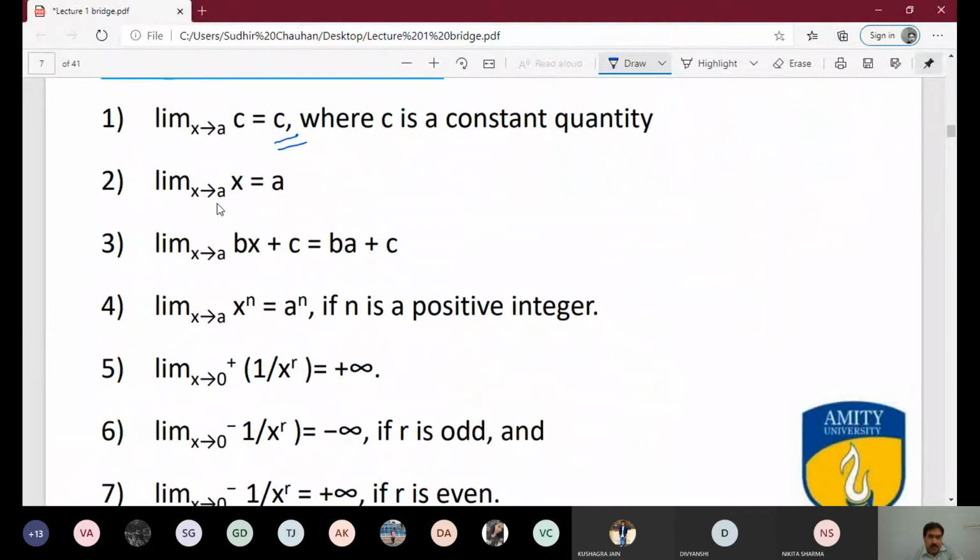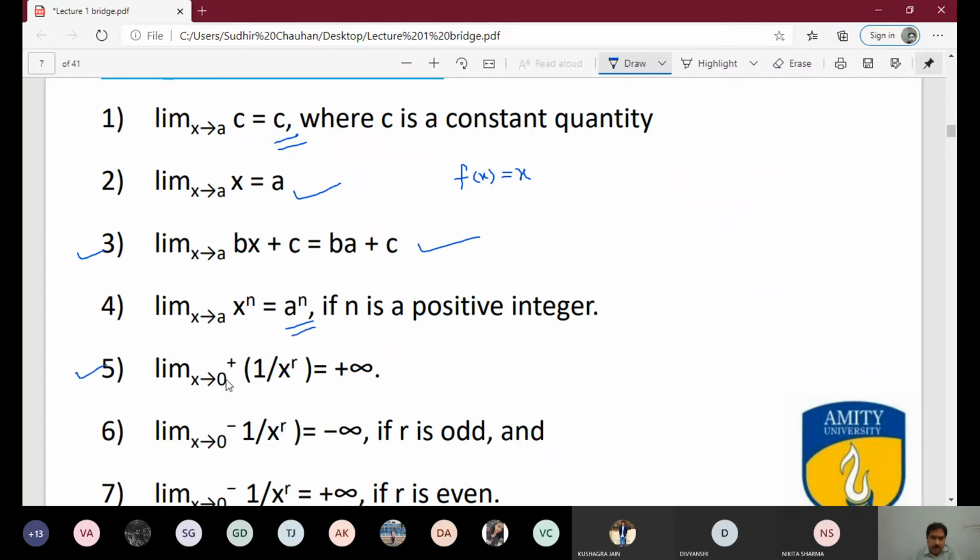Second is limit x tends to a of x, where the function f(x) is x. So if we find the limit of the function f(x) equal to x, we can directly put the value and it will be equal to a. Third, we find the limit x tends to a of bx plus c, where b and c are any constants. We can put the value directly and it will be equal to ba plus c. Fourth, limit x tends to a of x raised to power n. We can directly put x is equal to a and it will be a raised to power n, where n is a positive integer.